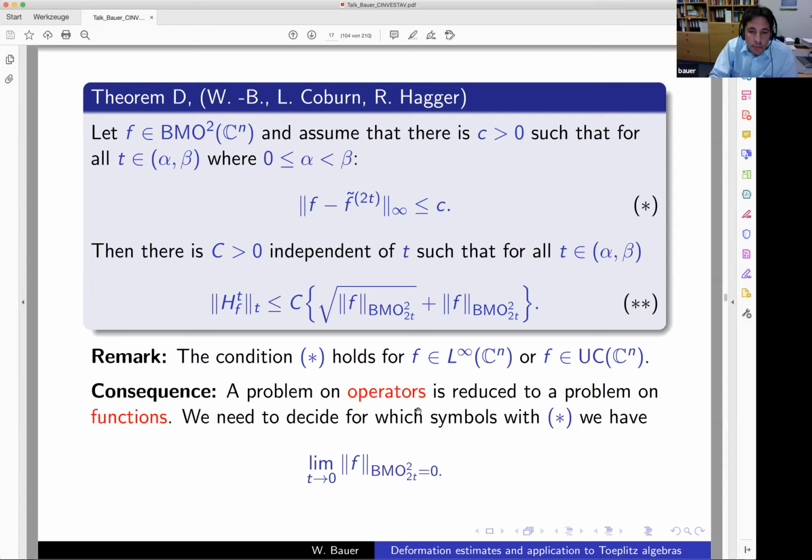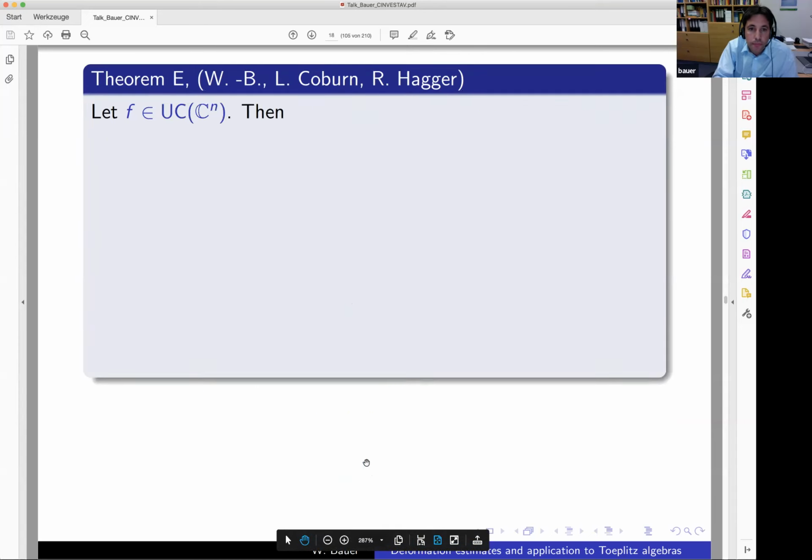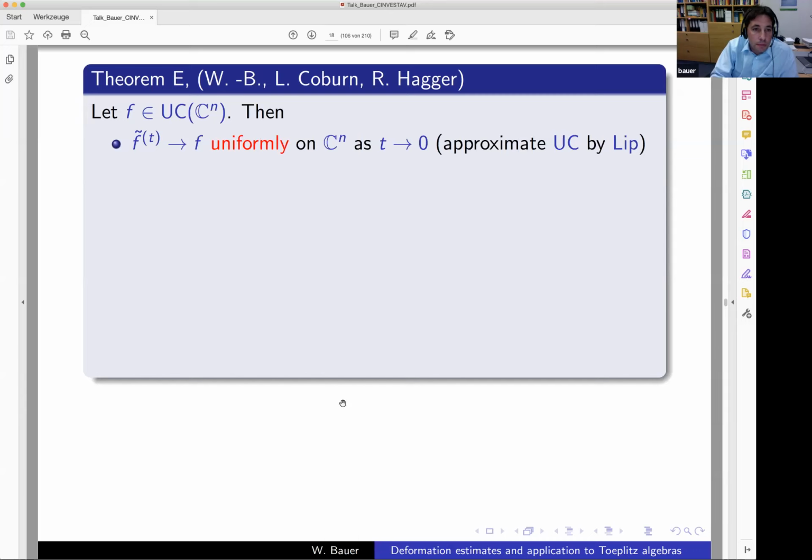So that means that the problem of when the semi-commutator in norm tends to 0 requires us to answer the question, when does a function have the property that its BMO semi-norm goes to 0 if t goes to 0? So what condition on f is necessary? And here's some result. If f is uniformly continuous, might be unbounded, then we already know that the heat transform uniformly converges to f if t goes to 0. So this was the approximation of uniformly continuous functions explicitly by Lipschitz functions. But also, if it's uniformly continuous, then the BMO t semi-norm tends to 0 if t goes to 0.